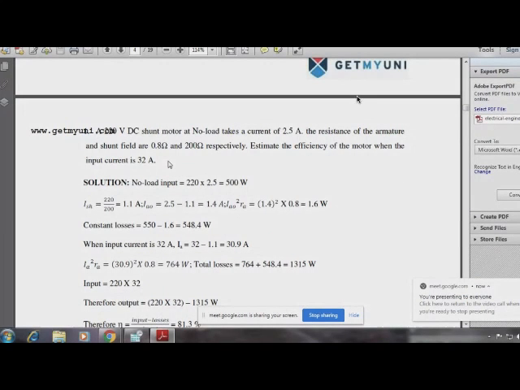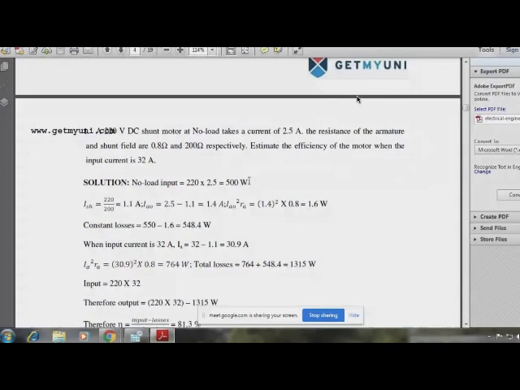Now in the problem, it says the no load input he has given, because a 220 volts DC shunt motor at no load takes a current of 2.5 amps. So that means it's essentially the Swinburne test, right? So the no load input power is 220 into 2.5, which is 550 watts. Correct?